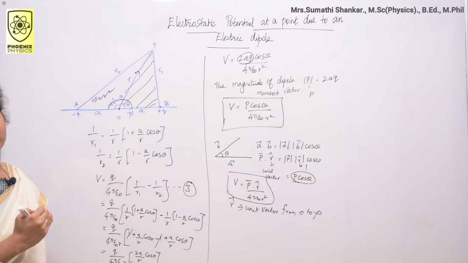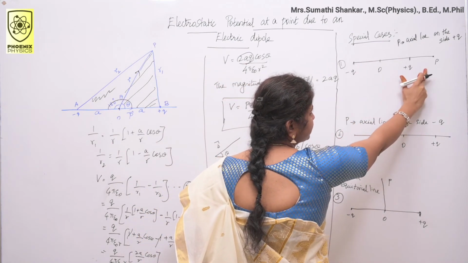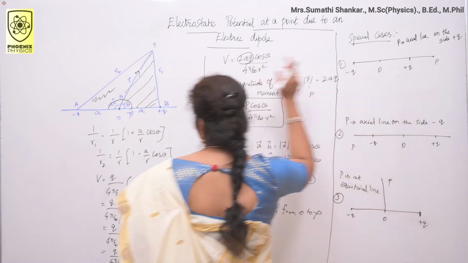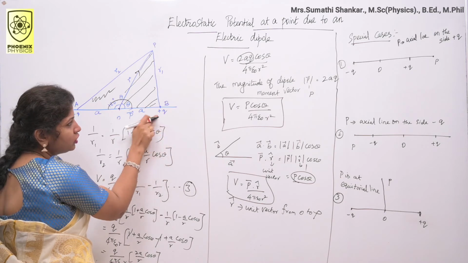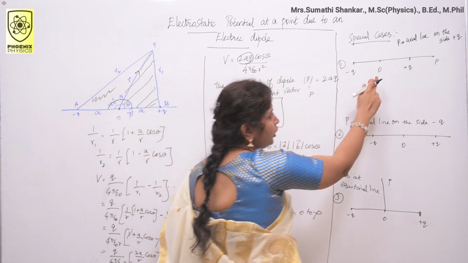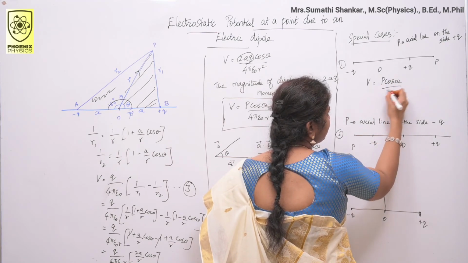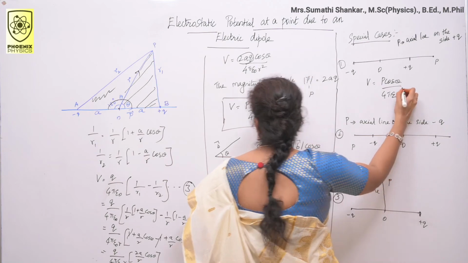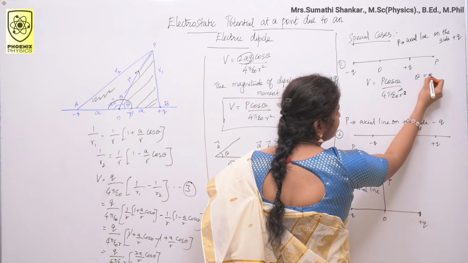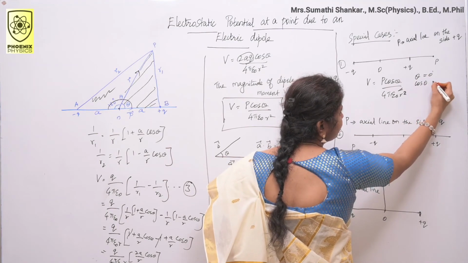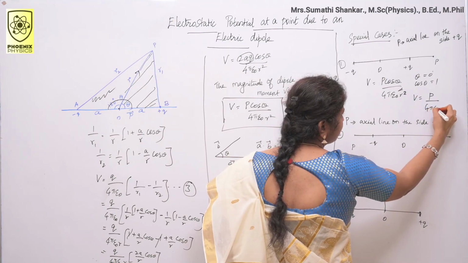There are three special cases given. Here P lies on the axial line on the side of plus Q, like this. You know the formula V is equal to P cos theta divided by 4 pi epsilon naught r square, which we just derived. So here theta is equal to 0 degree. You know that cos 0 is equal to 1. So substitute, V is equal to P by 4 pi epsilon naught r square.